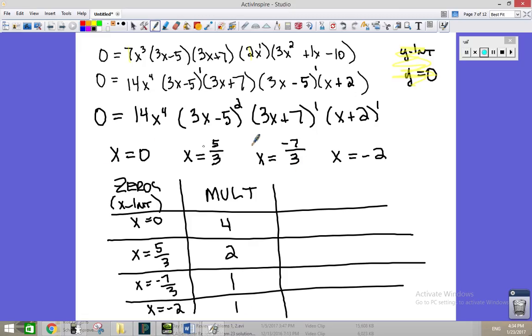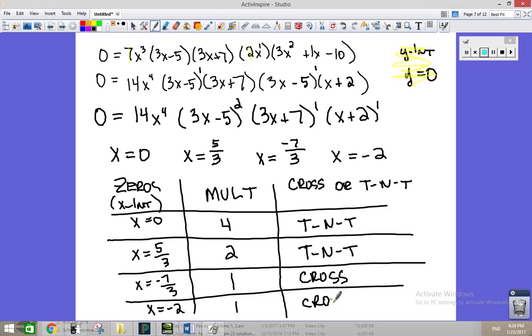So I know when we go to graph this, as the line approaches x equals 0, it's either going to cross that x-axis or it's going to do a touch and turn. If the multiplicity is even, it does a touch and turn. Here the multiplicity is an even number, so it's doing a touch and turn. Here the multiplicity is odd, so the graph is crossing the x-axis at x equals negative 7/3, and also at negative 2 it's crossing. So that's what it wanted for those answers.